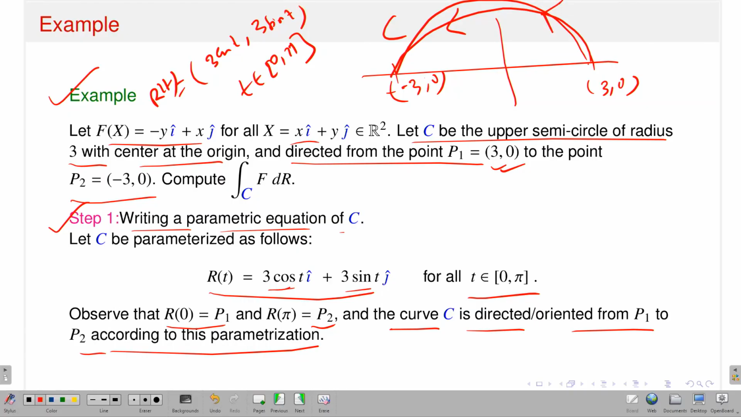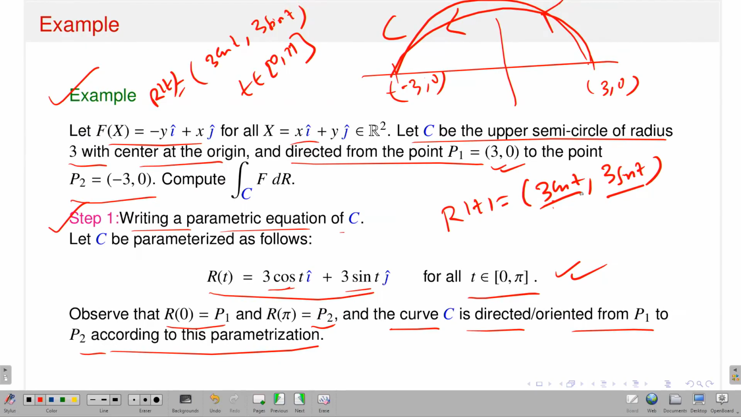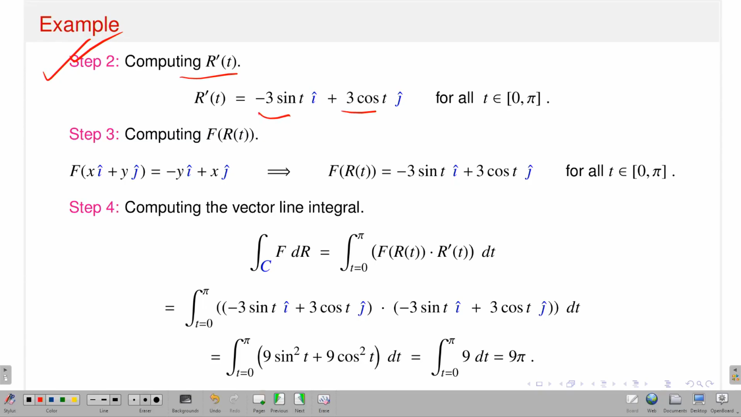So, the way I have described my curve C, this is the corresponding parameterization. First part is done. Now, once I have capital R of t, what is my next step? Take the derivative of r of t. What is my r of t? This is 3 cosine t comma 3 sine t. These are very nice components, sine and cosine functions, infinitely many times differentiable, so the derivative will exist. So, my second step is to calculate r prime t. Just calculate the derivative: minus 3 sine t and 3 cosine t. So, r prime of t in terms of components is minus 3 sine t comma 3 cosine t. So, step 2 is done.